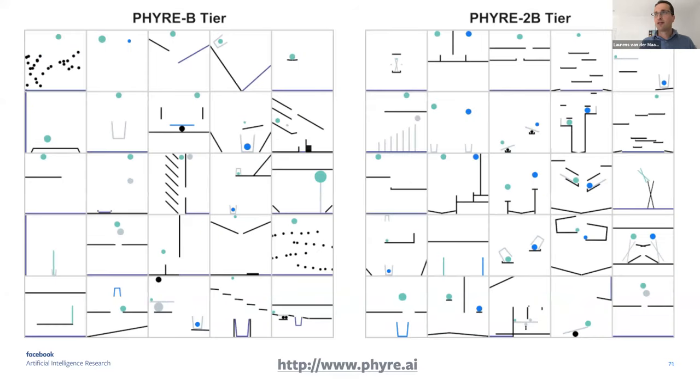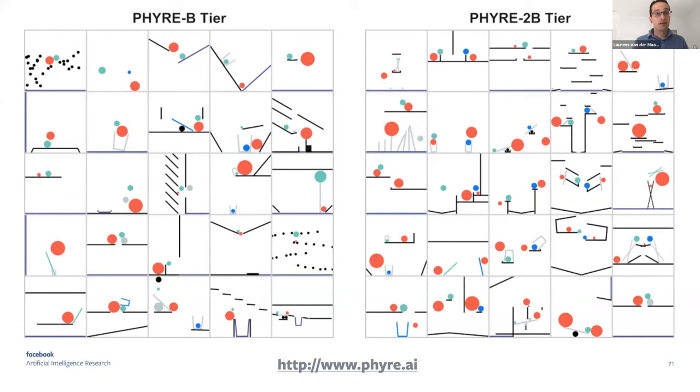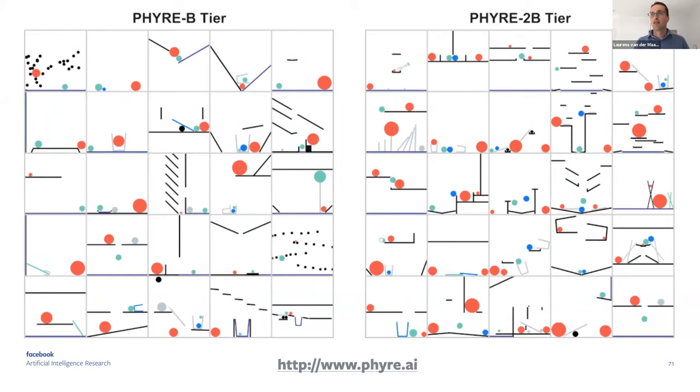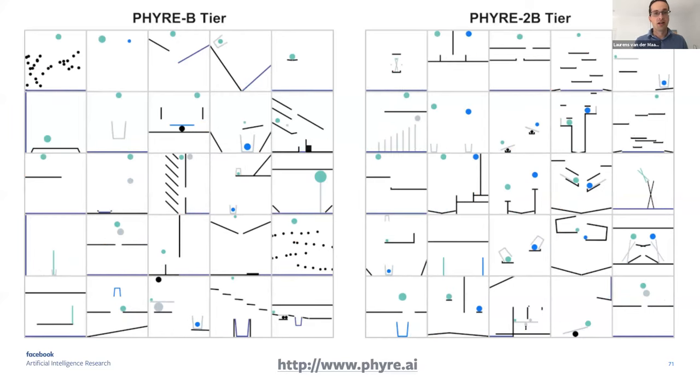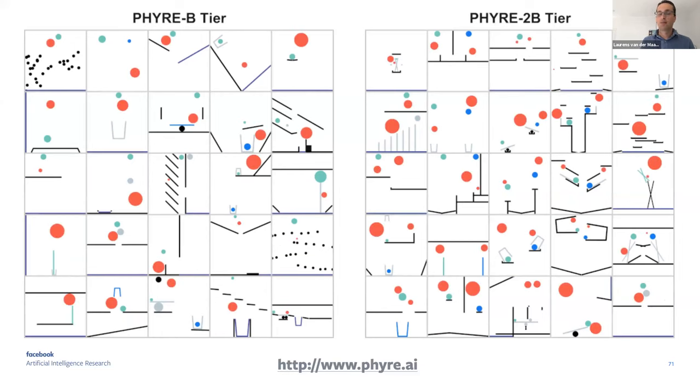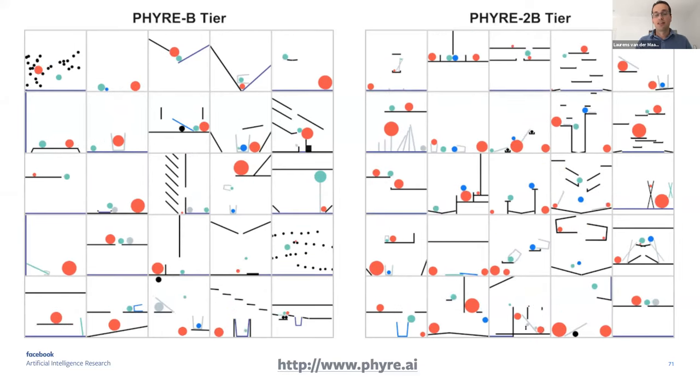And we really developed a large number of these tasks. In total, there are about 50 tasks: 25 tasks that can be solved by placing a single red ball. These are the tasks that you see on the left, and there are 25 tasks that can be solved by placing two balls in the world.